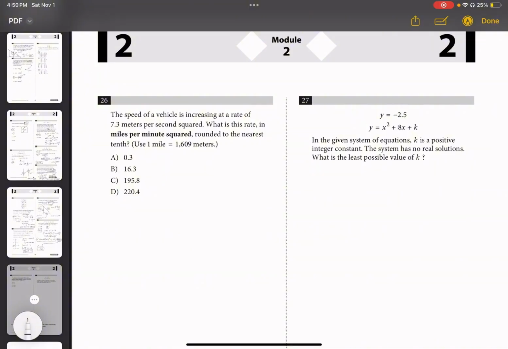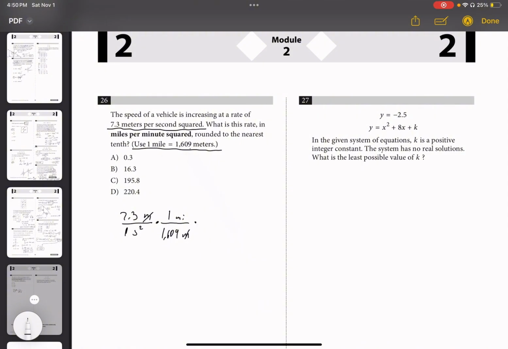Question 26, the speed of the vehicle is increasing at a rate of 7.3 meters per second squared. What is this rate in miles per minute squared, rounded to the nearest tenth? Okay, so we have our conversion factor here, 7.3 meters every second squared. So we have 1 second squared. And then this is stoichiometry. If you've ever taken chemistry, this will help a lot. You got to cancel out these variables. So we're going to get rid of meters and convert it to miles first. So we know that there's 1,609 meters in every mile. So we canceled that out. So we have our miles.